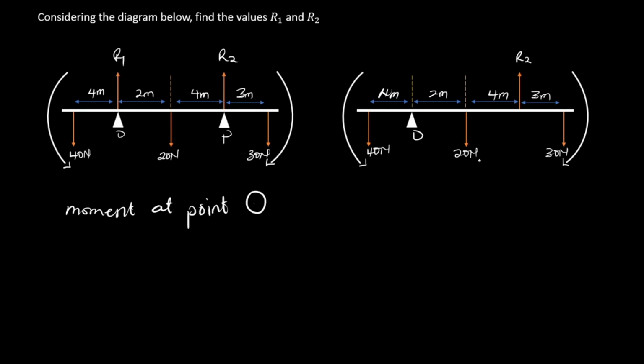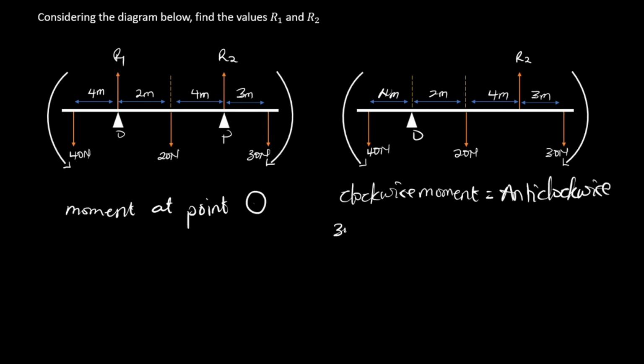So if this is now our new diagram, we know that our clockwise moment should be equal to our anti-clockwise moment. So let's look at the clockwise moment. If you look at this force over here moving in the clockwise direction, as the arrow is showing, you can see that the distance between the pivot O and the force 30 over here is 3 plus 4 plus 2. So it constitutes a clockwise moment.